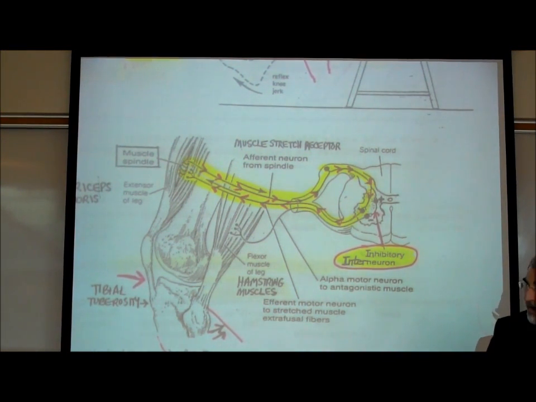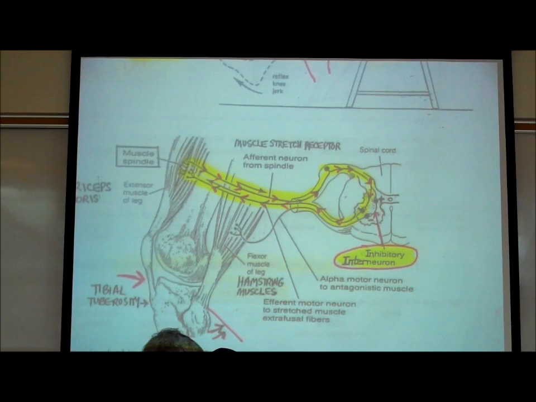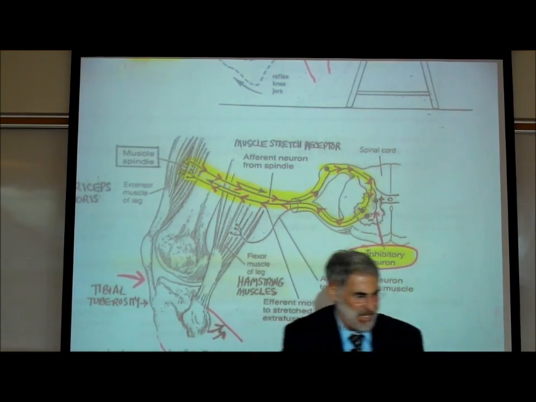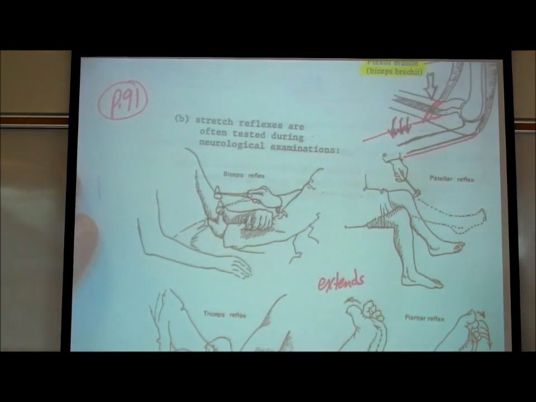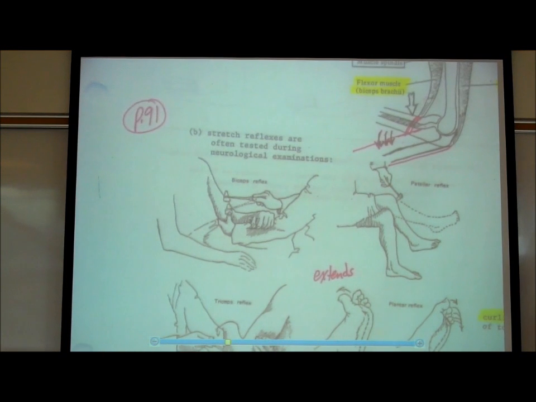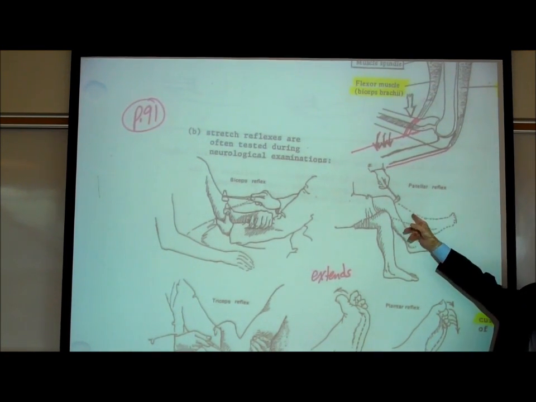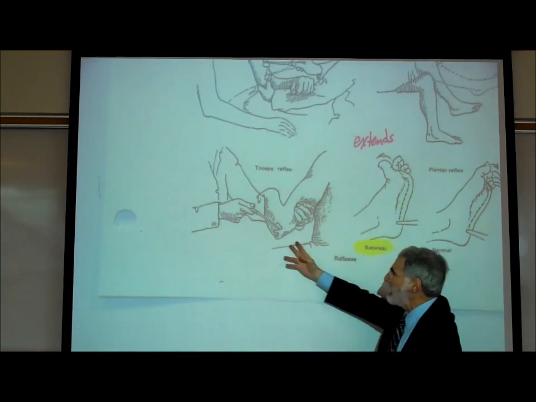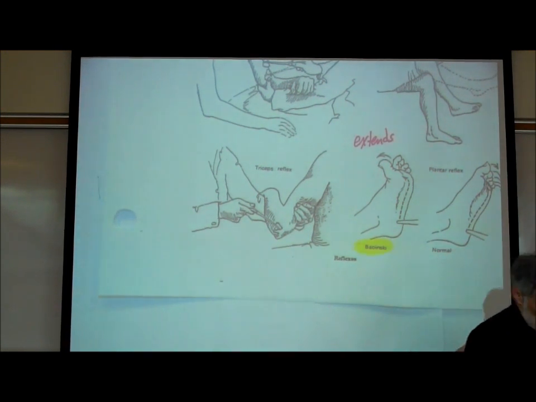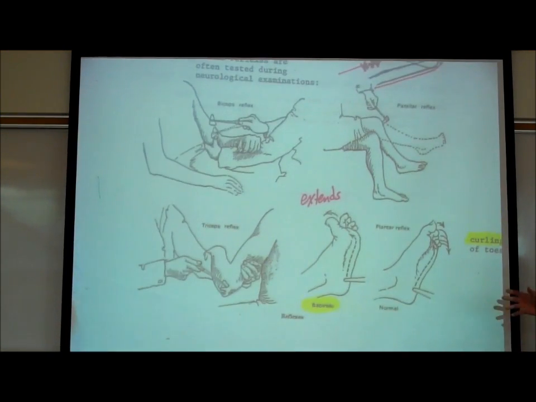On the next page, on page 91, there are a whole bunch of anti-gravity stretch reflexes shown at the bottom half. So on the bottom half of the page, it shows testing for the Biceps Brachii anti-gravity stretch reflex. Here it shows doing the knee jerk or patellar reflex. That's the one we just described. Over here it shows testing for the Triceps Brachii anti-gravity reflex. And then it shows here the so-called plantar reflex, which I'll touch upon yet.